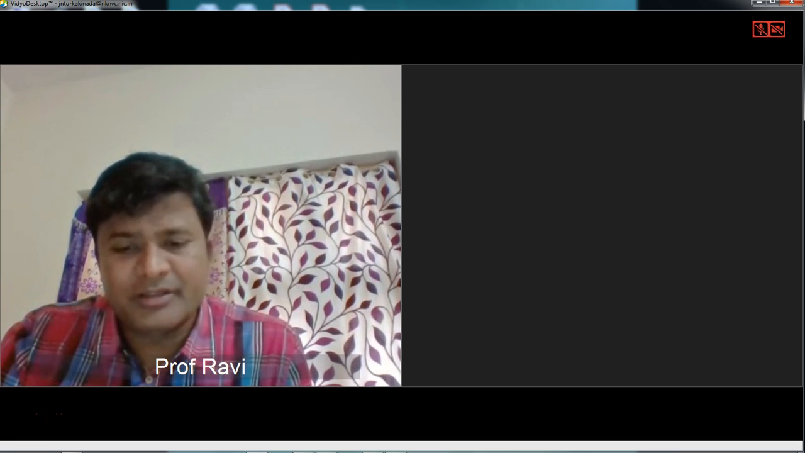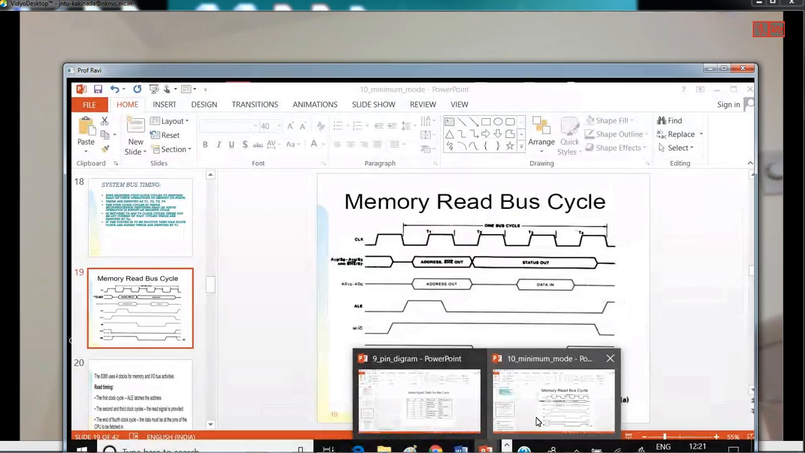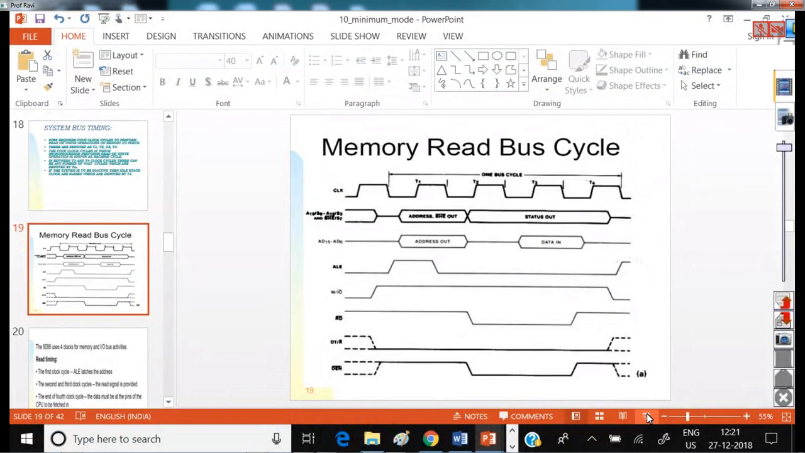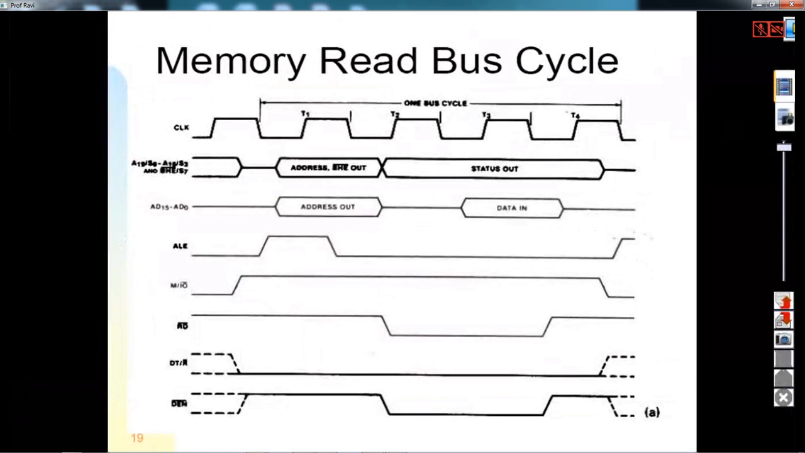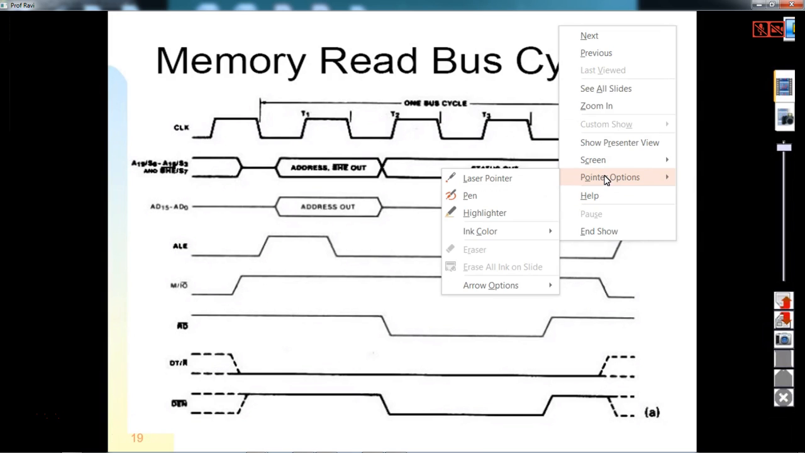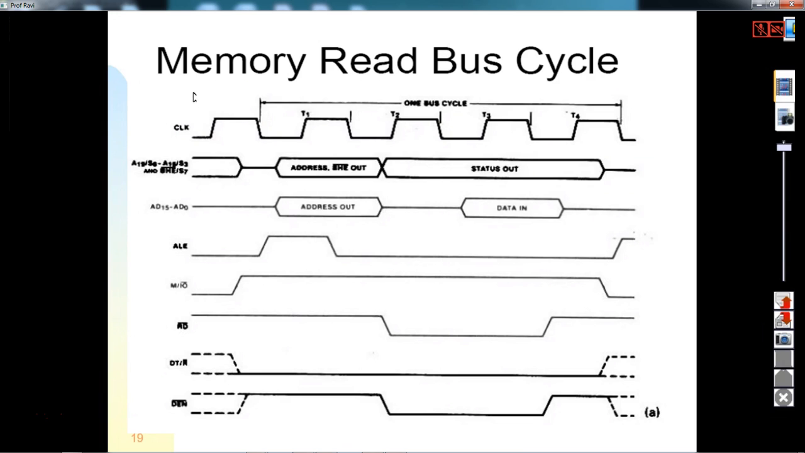Up to now we have seen the minimum mode and maximum mode of operation. Now we will see how generally the processor reads a byte from the memory. We have seen the hardware details, so now let us see how it works. See here the clock of the processor, if you connect it to an oscilloscope, 30 megahertz is what is available in your lab. So you can connect and then you can see the pins like this.